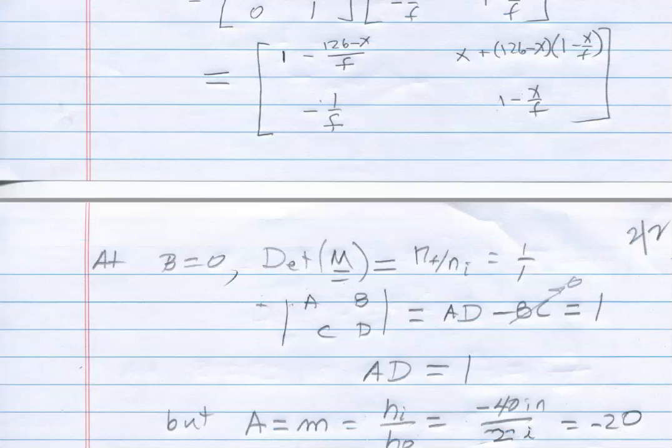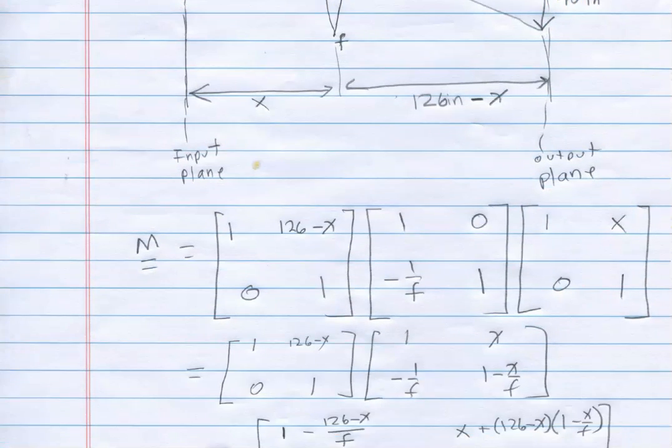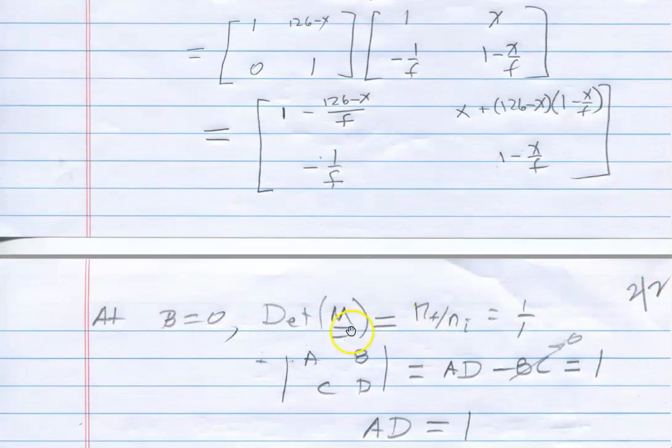Well, in our system, we're in air over here and we're in air over here, and so both NF and NI are 1, and so this determinant of the transformation matrix has got to be equal to 1, and sometimes it's useful to use that condition. It's just AD minus BC is the determinant of a 2 by 2 matrix, and that's equal to 1. But remember, we're at an imaging, we're at the image, so we have an image condition.